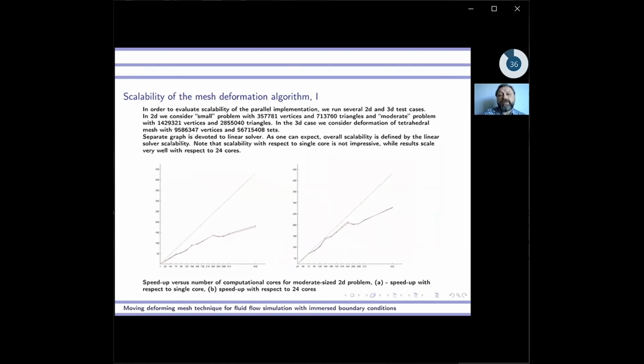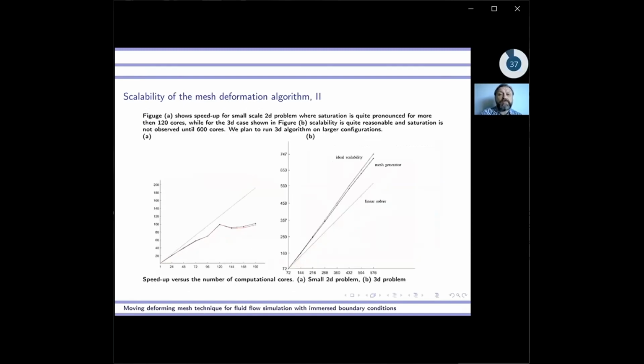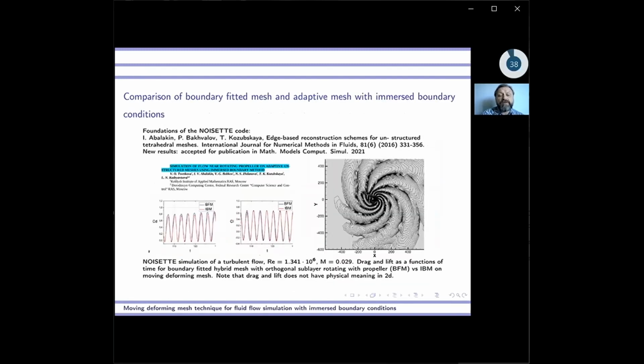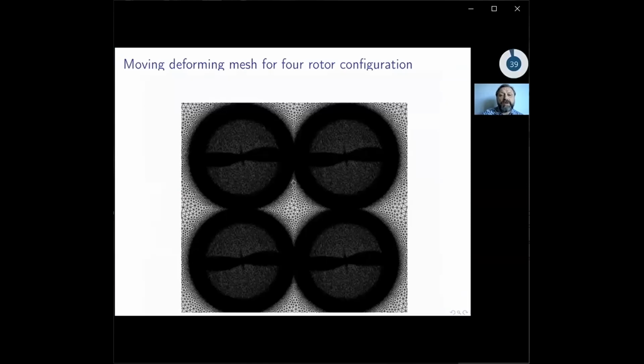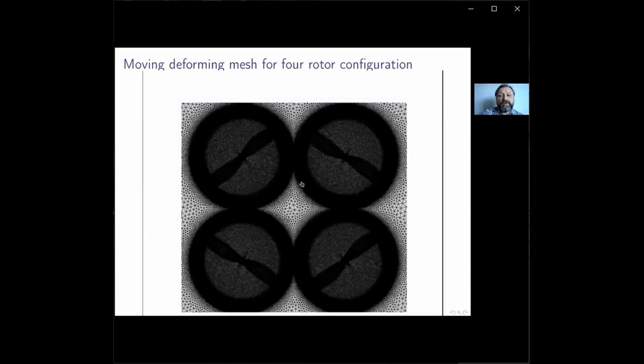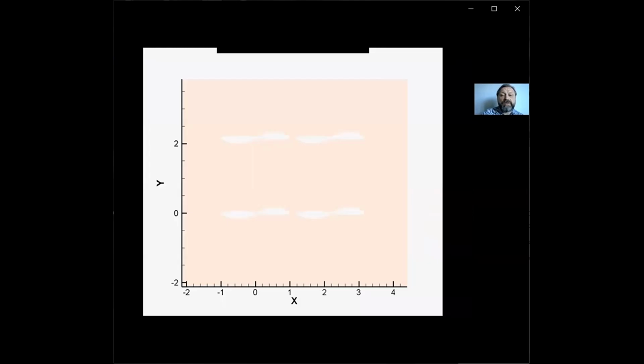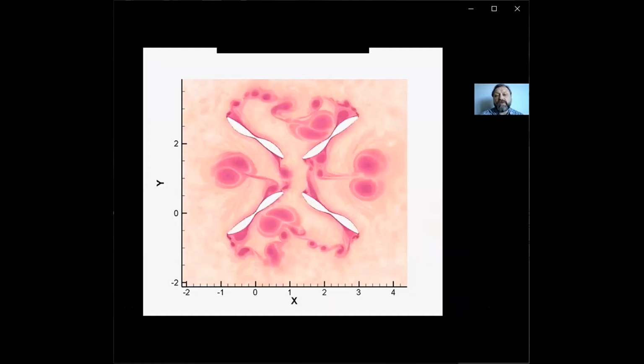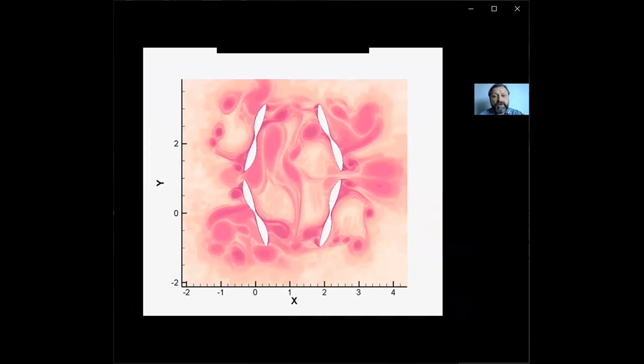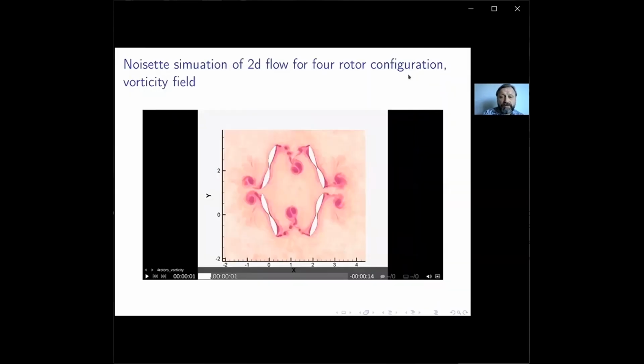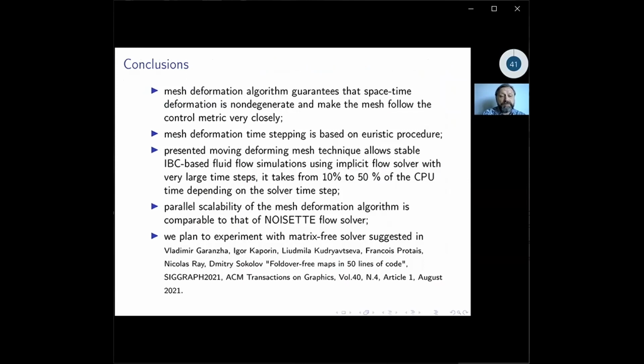And the scalability of the parallel mesh deformation algorithm is comparable or superior to that for the implicit flow solver. And also there is a reasonably good match between computation results on hybrid boundary fitted mesh and adaptive mesh with immersed boundary conditions for the Noisette solver. This is a 4-rotor configuration. And this is the vorticity field on this 4-rotor configuration computed using the Noisette solver. Thank you for your attention.